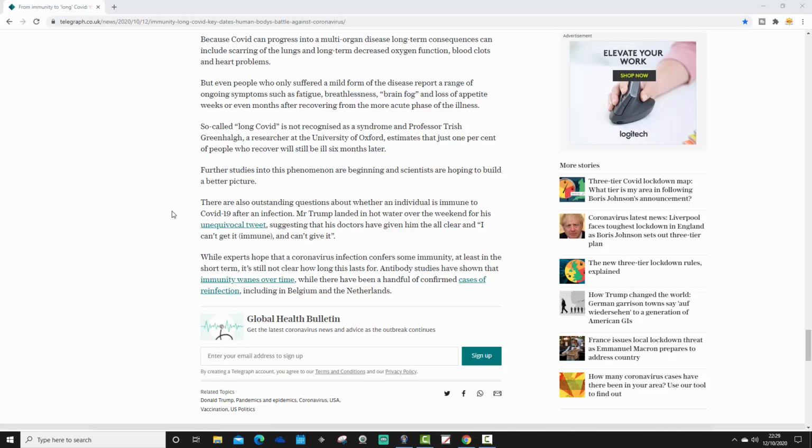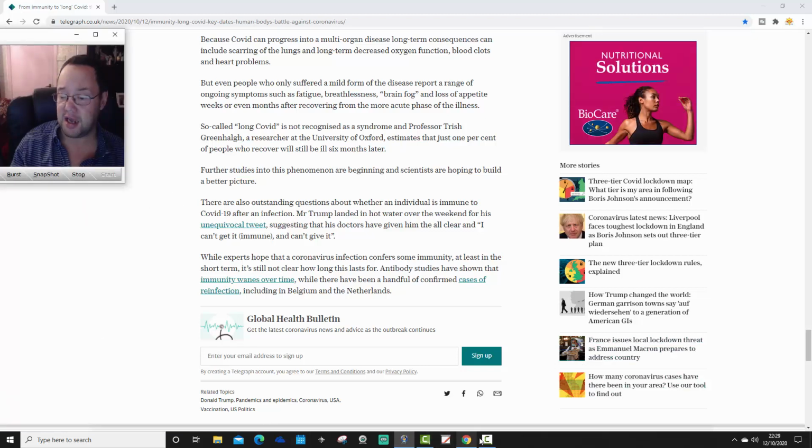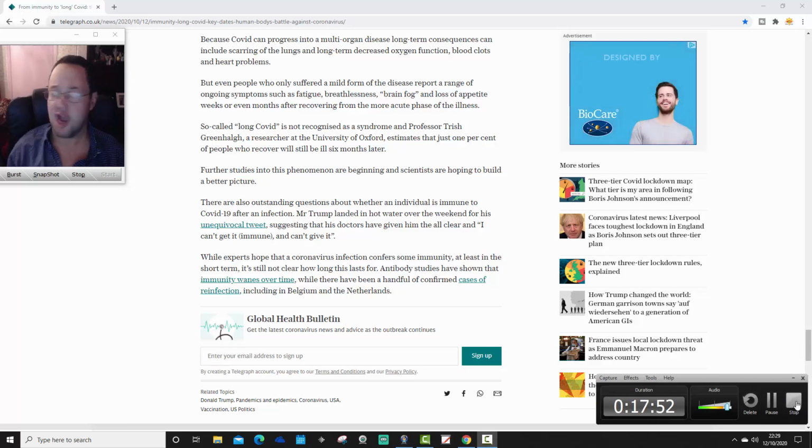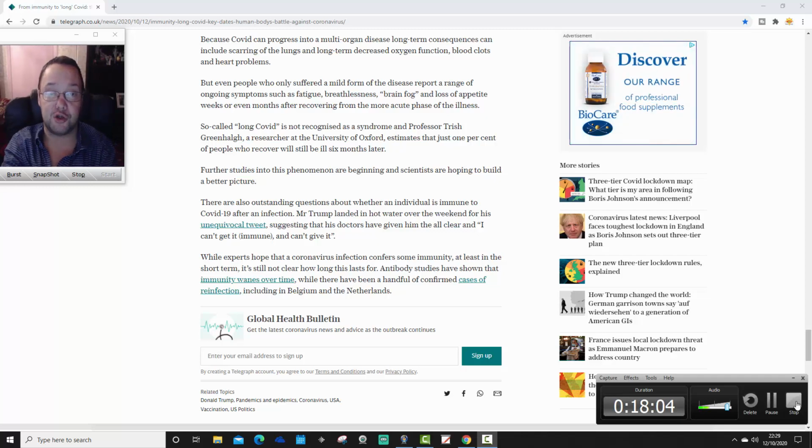And a researcher from the University of Oxford estimates that just 1% of people who recover will still be ill 6 months later. And so it goes on. So that is basically how COVID-19, how coronavirus progresses from the start point of the infection right through to the end, where hopefully the patient has been able to fight the coronavirus themselves. If not, then obviously they are in hospital, in ICU and so on.